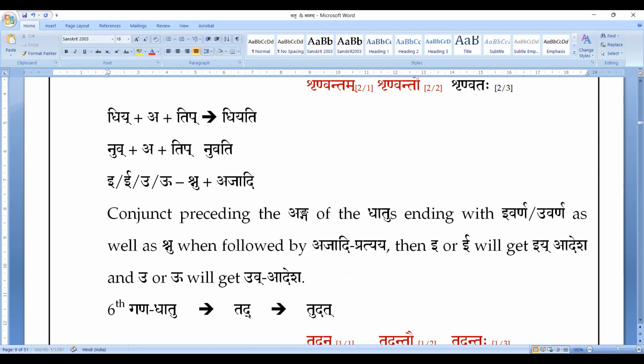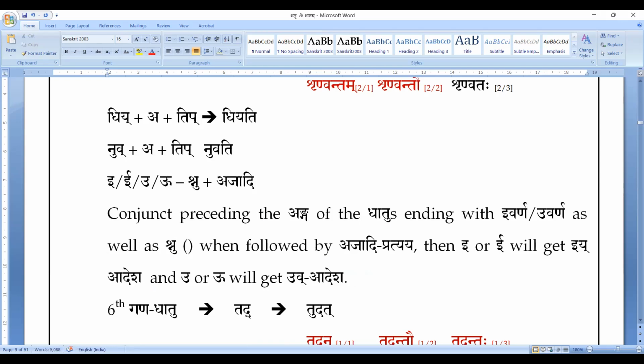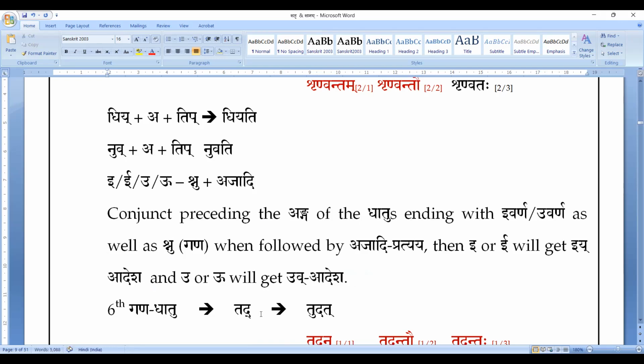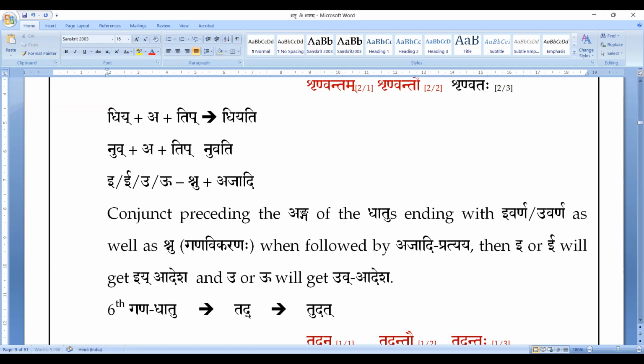I use the word Anga. The conjunct preceding the Anga of the Dhatus ending with Ivarna, Uvarna, as well as Shnu, which happens to be the Ganavikarana Pratyaya. Note this is Pratyaya, Ganavikarana. When followed by Ajadi Pratyaya, then I or Ii will get Iy Adesha, and U or Uu will get Uv Adesha.